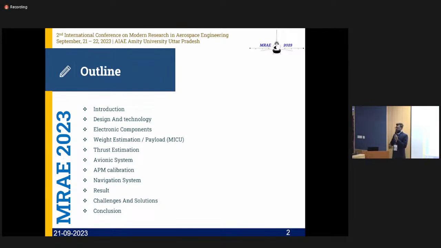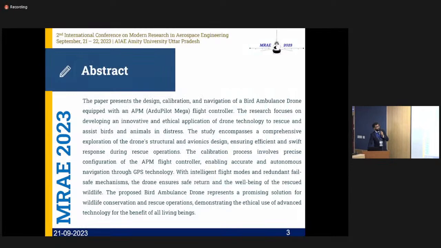But with this, we even try to go for an application to save birds. As well as the navigation system: many people know how to fly drones, but most are not well aware of how to navigate the drones using computers. So that has been covered in this session, as well as the challenges and solutions.